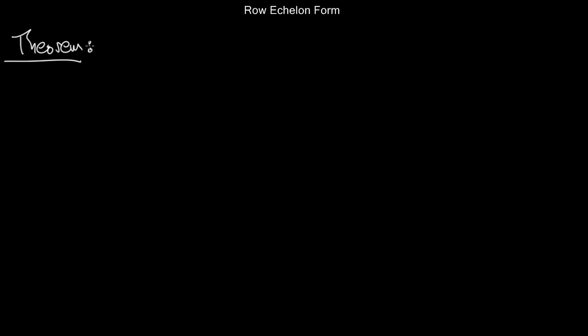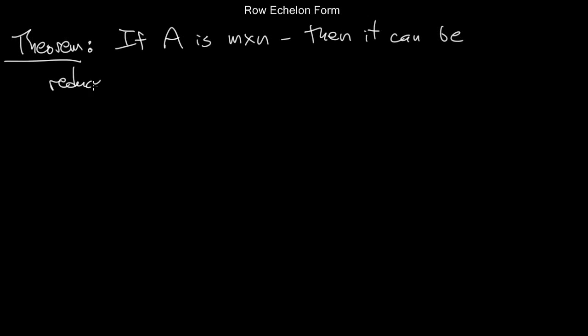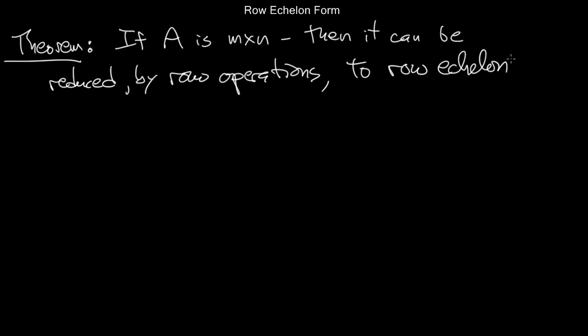Okay, so we've seen that row echelon form is good. Now let's do the other part of the program. The theorem is that if A is any m by n matrix, then it can be reduced to row echelon form by a series of row operations of the usual type, corresponding to lower triangular and permutation matrices. Any matrix can be put into row echelon form by these familiar operations.